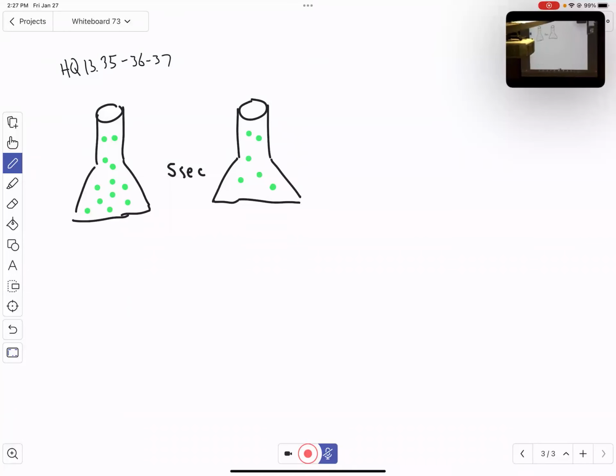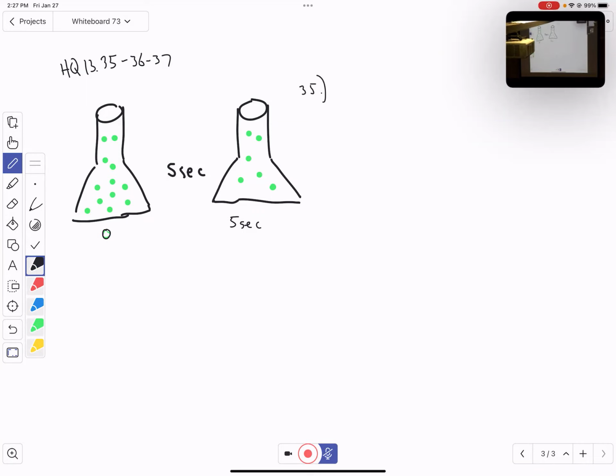So for questions 13.35, 36, and 37, they're all related and tied back to the initial data presented here. We've got this reaction at time 0, and then at 5 seconds we're given the reaction again. So there's 0, and then this is 5 seconds. Question 35 asks the half-life.